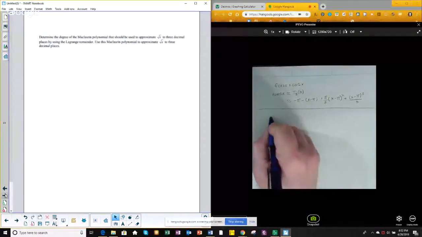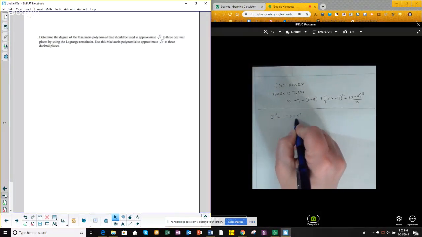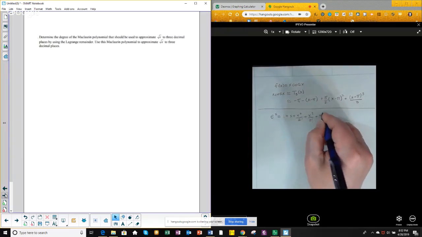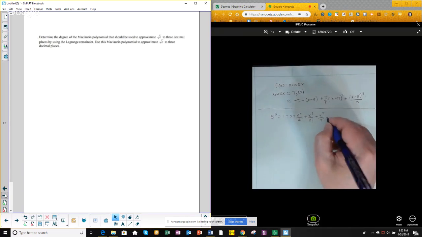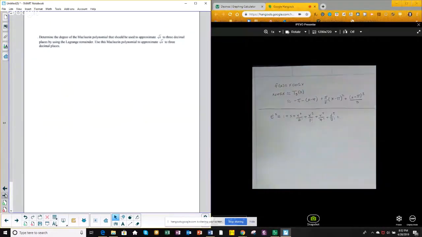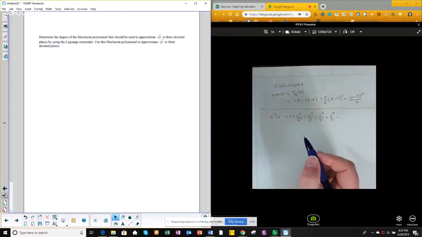Okay, well, we know that e to the x is equal to 1 plus x plus x squared over 2 factorial plus x to the third over 3 factorial plus x to the fourth over 4 factorial plus x to the fifth over 5 factorial plus ... And this converges for all real numbers if we use an infinite number of terms. But they're saying, let's figure out how many we can use to be accurate to a decimal point of 3 places. Okay, so 3 places.